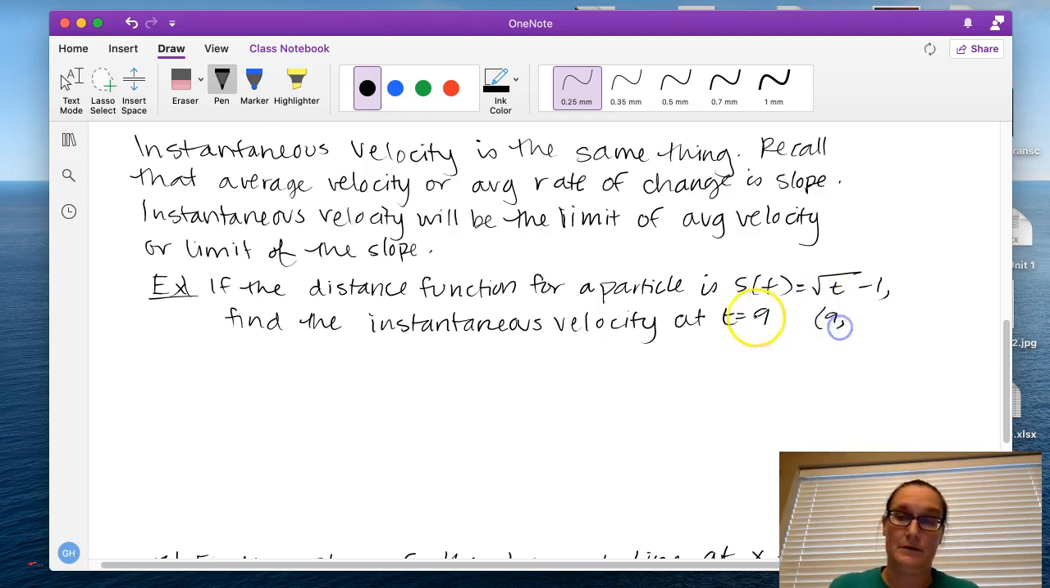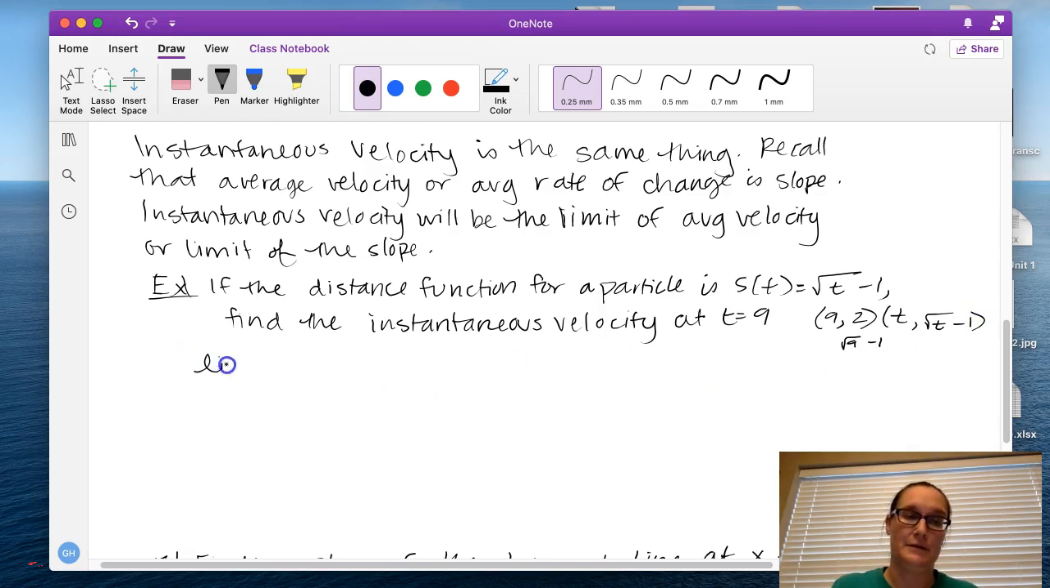One of them will be a number. So t equals 9. So how do we find our y value? We plug 9 into our function. So we're going to get the square root of 9 minus 1, so that's 3 minus 1, or 2. And then our other point is going to be a generic point. It's going to be t comma the function, square root of t minus 1.